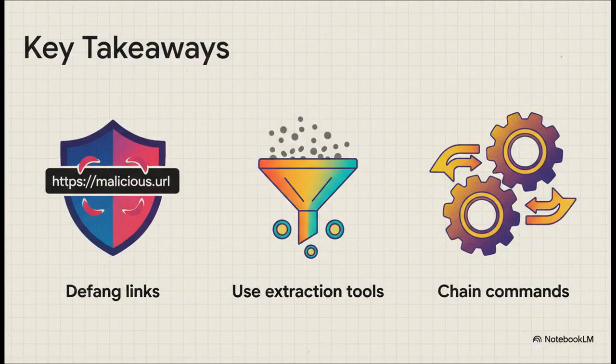So, let's just quickly recap the big takeaways here. 1. Always, and I mean always, defang URLs before you share them. It protects you and your OPSEC. 2. Use extraction tools. They are your best friend for quickly pulling key indicators out of huge, messy data sets. And finally, 3. Build smarter workflows. Chaining commands like extract URLs before extract domains will give you much, much cleaner results.